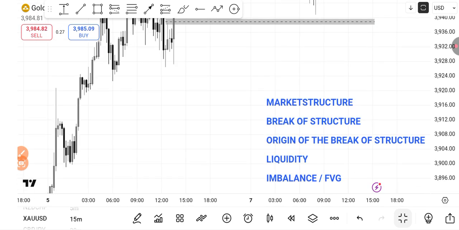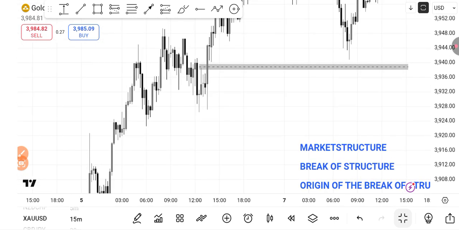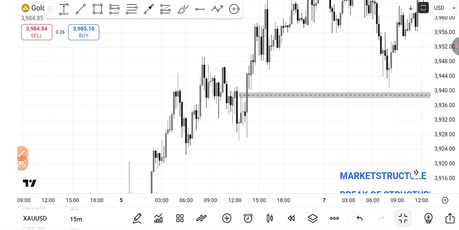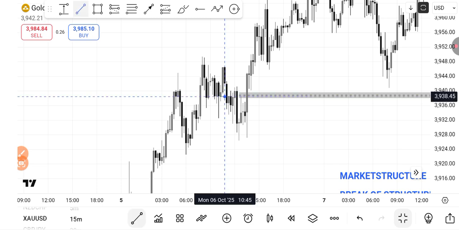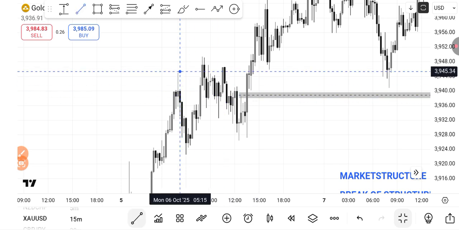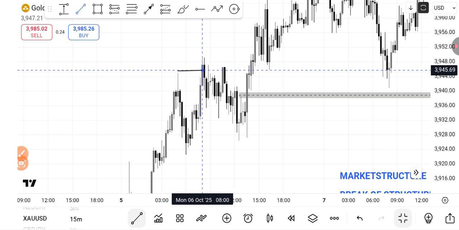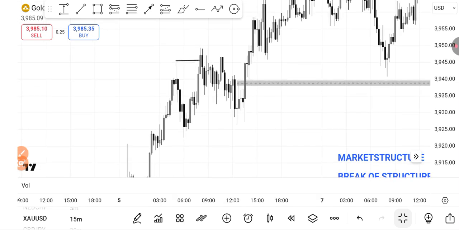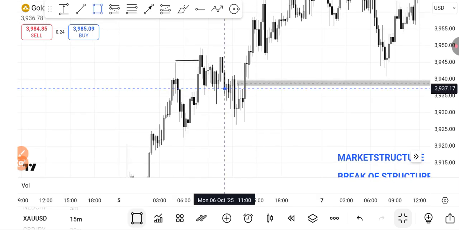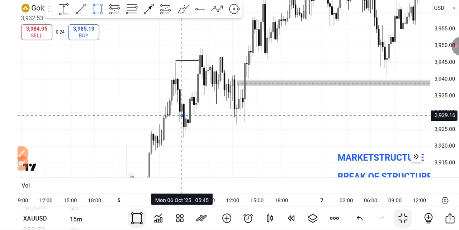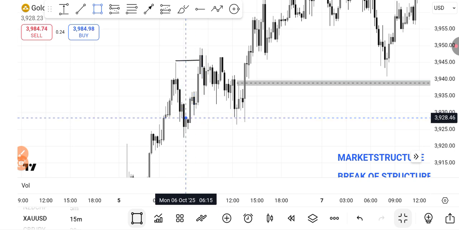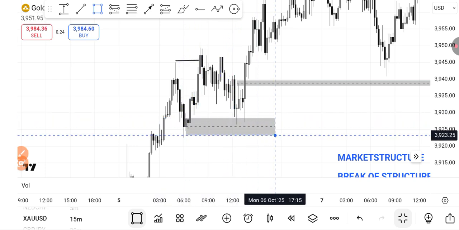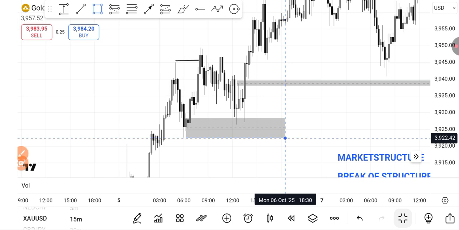So first of all, market structure. My trade is around here. I'm going to use this chart to take you through market structure and the other concepts. Because as you can see, market broke structure to the upside. Then I had to go to the origin of that break of structure, which was this candle here. This is my order block, call it a demand zone.